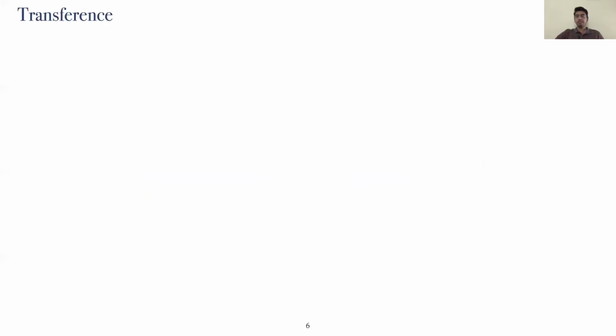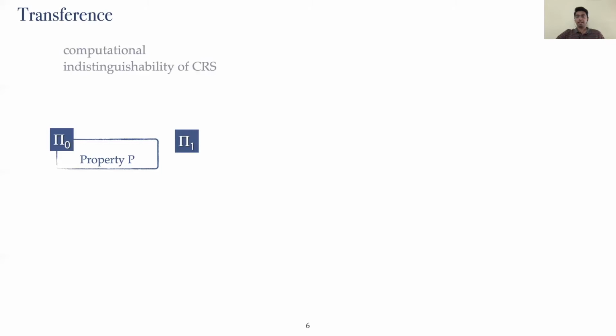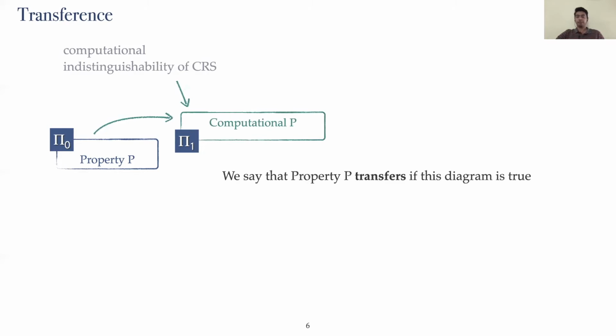We now introduce the terminology of transference. We have a pair of proof systems, pi0 and pi1, that are dual mode proof systems. That is, the CRS generation algorithms generate common reference strings that are computationally indistinguishable. If one proof system, say pi0, satisfies a property p, then we can use that along with the computational indistinguishability of the common reference strings to claim that the other proof system, that is pi1, satisfies the computational analog of property p. We say that the property p transfers if this claim holds.